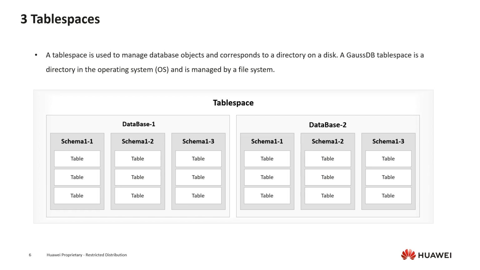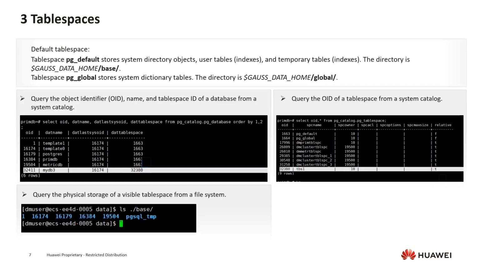From this figure, we can see that a tablespace can contain multiple databases, but in actual applications, you'd better store one database in a tablespace. To sum up, a tablespace is a physical structure and it can contain multiple databases. In each database, schemas are used to isolate permissions.